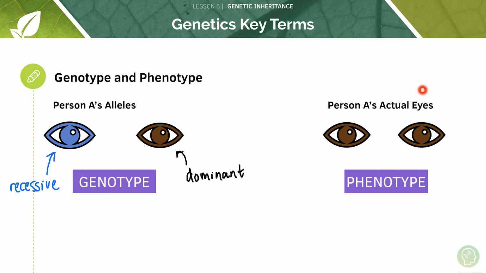So the phenotype is what person A is presenting to us with, and that's a combination of the genotype and the environment. Whereas the genotype is just referring to the exact alleles that person A has, and we know because previously we saw in a slide that person A has the blue eye recessive allele and the brown eye dominant allele. Okay? So that's the difference between genotype and phenotype.